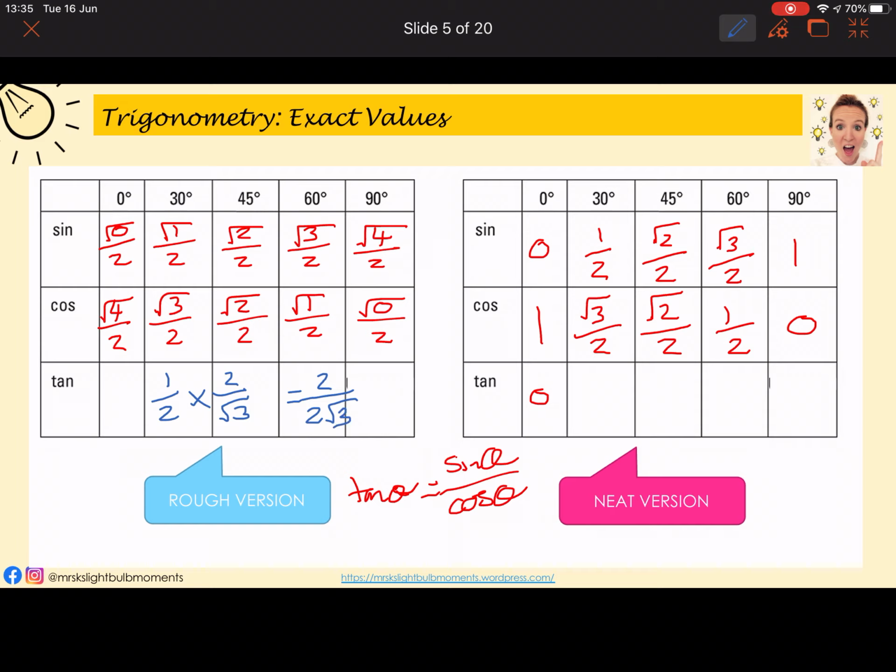Now can you see what we can do there? Cancel those 2's. So we actually just end up with 1 over root 3. So in my neat version there, I've got 1 over root 3. Now I don't do this every time I do the table. I don't want to do that division and that multiplication, the fraction, the cancelling. I just learn the tan row off by heart. I'm just showing you how you can get it if you get stuck.